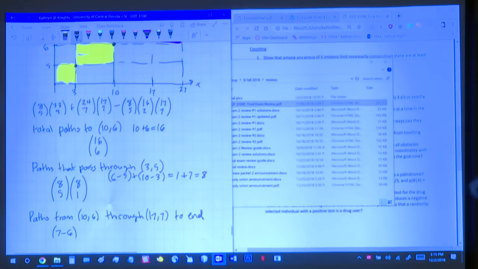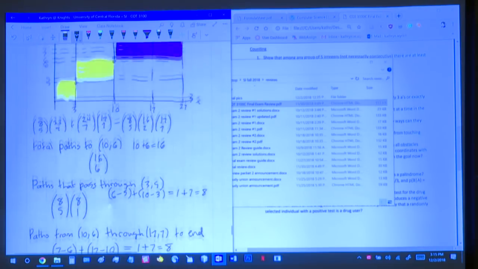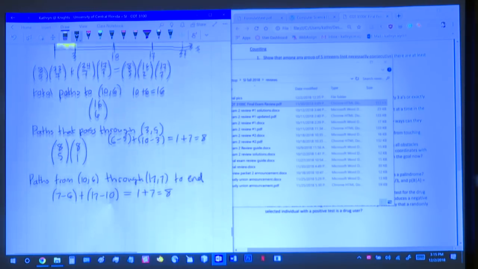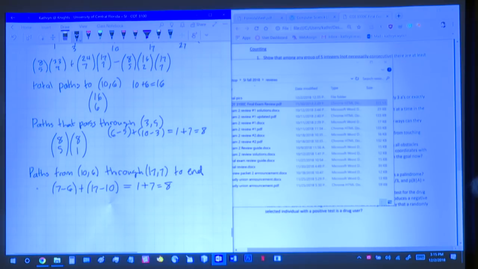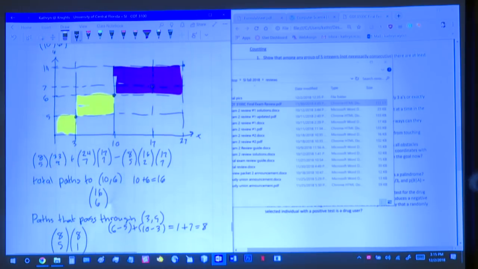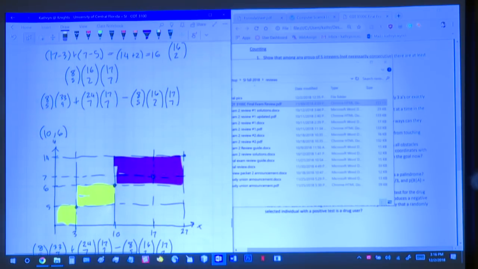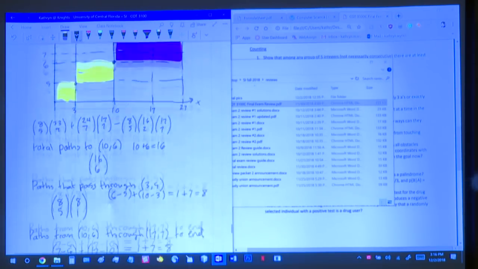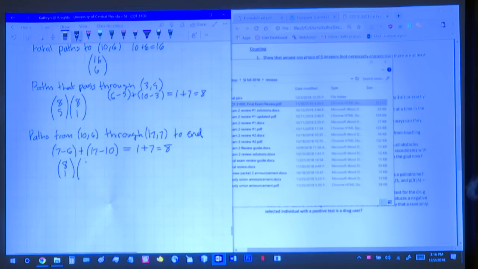7 minus 6 plus 17 minus 10 equals 1 plus 7 equals 8. And then 8 choose 1 again. So these are paths from 10,6 to 17,7, 8 choose 1. And then that would be multiplied by this group again, which we already figured out up here, 17 choose 7. So that times 17,7.